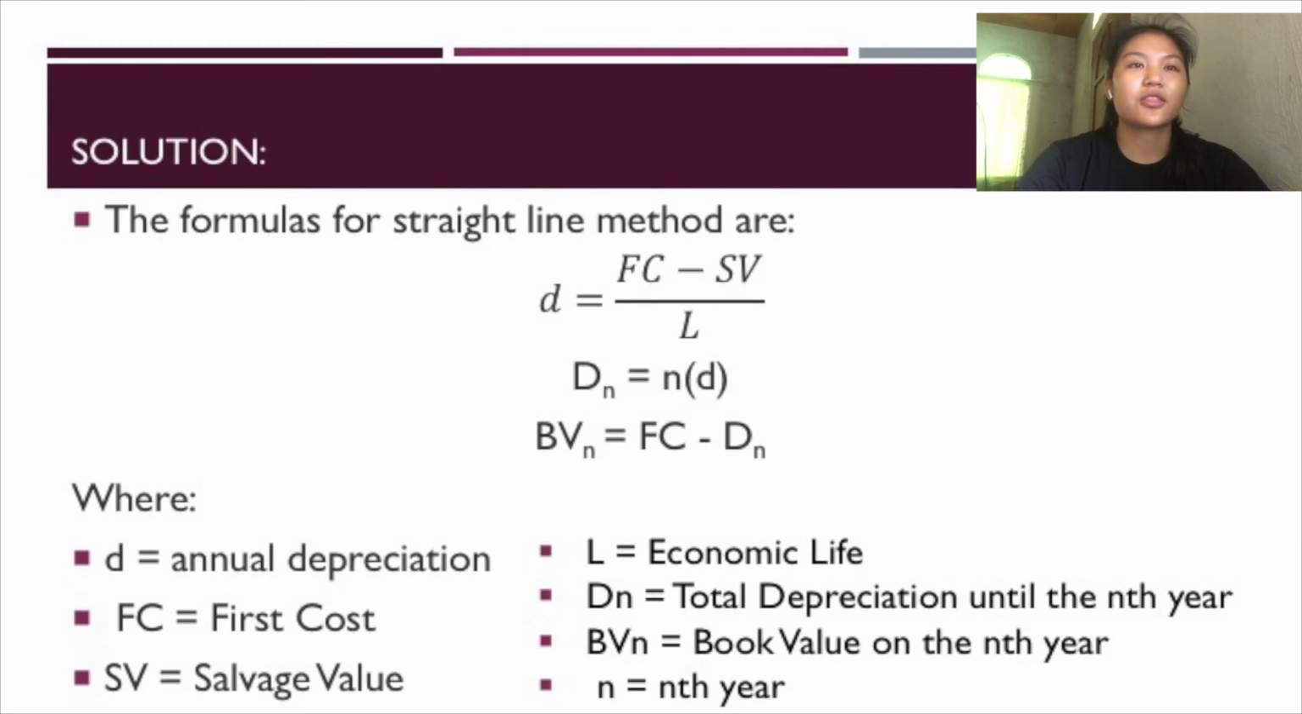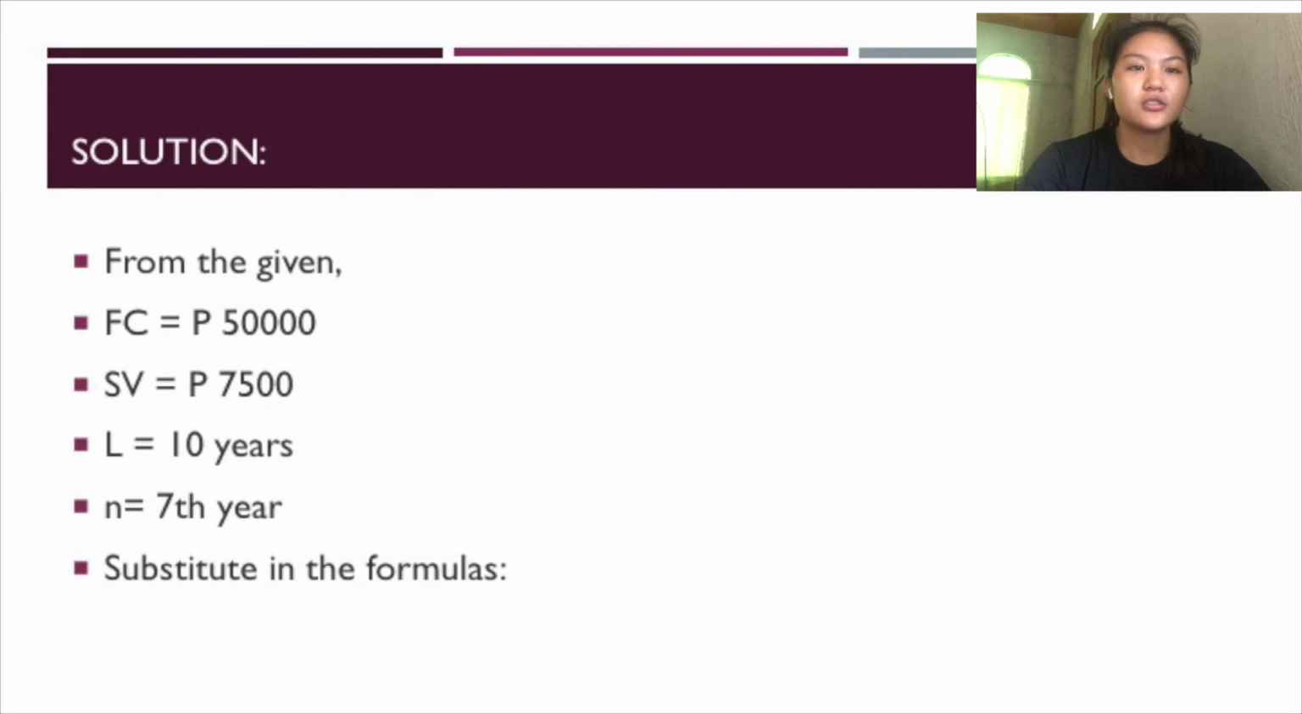The formulas for the straight line method are: small letter d is equal to FC minus SV over L; D sub n is equal to n times small letter d; BV sub n is equal to FC minus D sub n, where small letter d is the annual depreciation, FC is the first cost, SV is the salvage value, L is the economic life, D sub n is the total depreciation until the nth year, BV sub n is the book value of the nth year, and the n or the sub n is the nth year. So from the given, the FC is equal to 50,000 pesos, the SV is equal to 7,500 pesos, the L is equal to 10 years, and the nth is the seventh year.